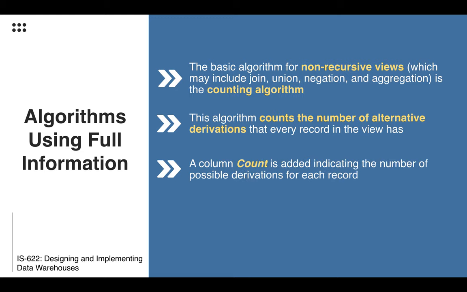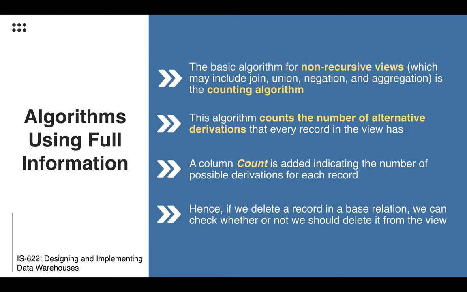Usually in this case, a count column is added to the view to keep track of the possible derivations for each record. Hence, if we delete a record in the base relation, we can check whether there are any other instances available for that record, and if not, we can delete the instance from the view itself. And if there are more instances available, then we keep track of it.